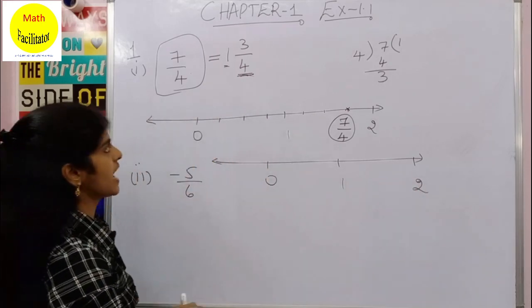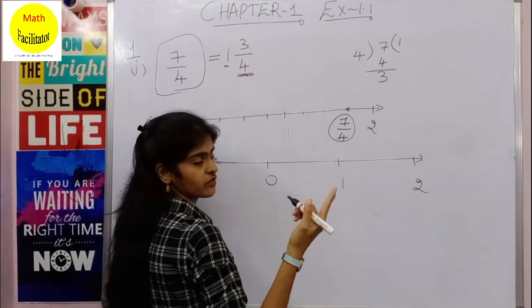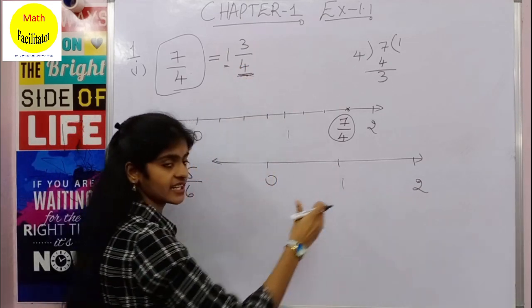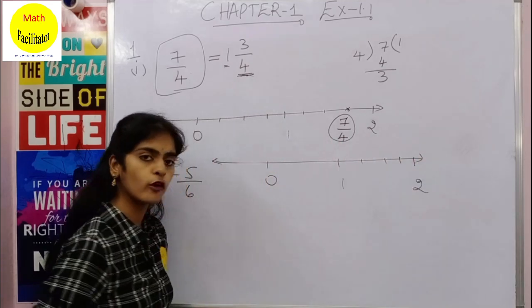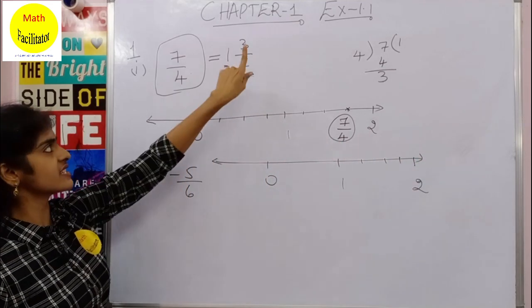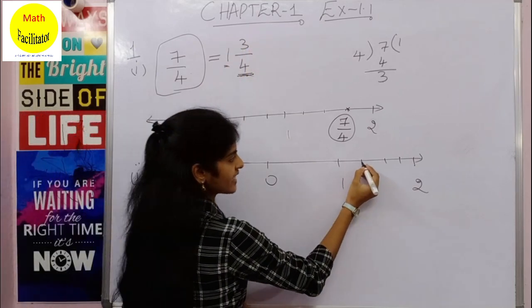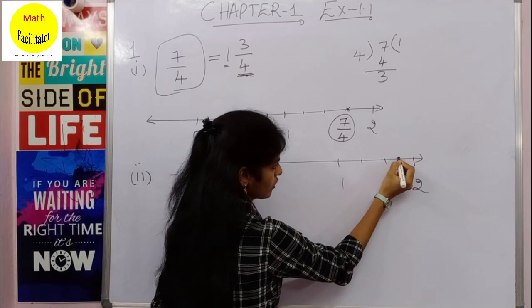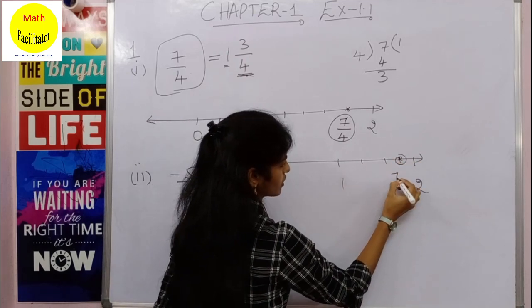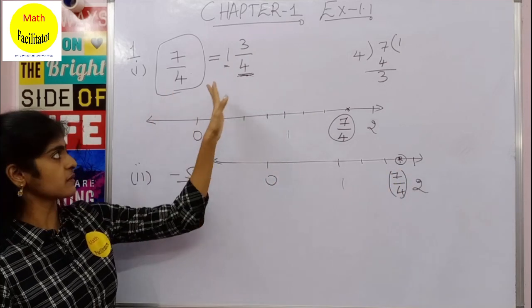Clear? So now the next step is you will consider the denominator. Denominator is 4, which means this distance you will divide into 4 units. So 1, 2, 3 and this is the 4th. Now consider the numerator. Numerator is 3, so you will consider 3 parts among these 4 parts. So 1, 2, 3. So this is the point we want. So this is 7 by 4.